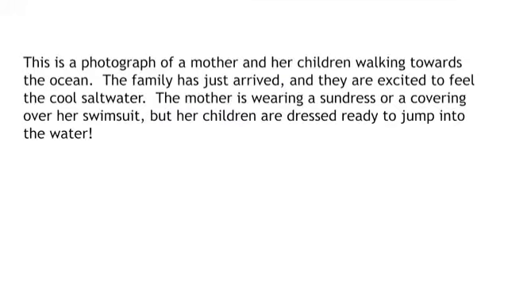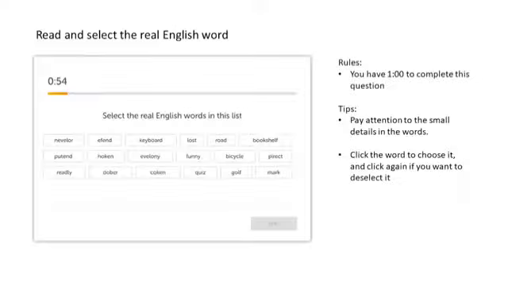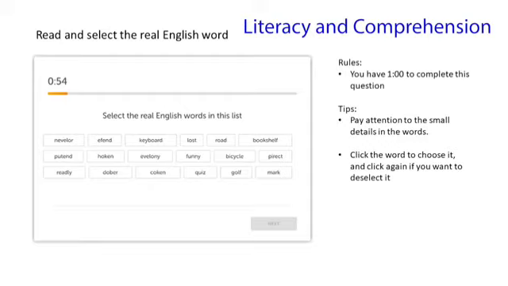This is a photograph of a mother and her children walking towards the ocean. The family has just arrived, and they're excited to feel the cool salt water. The mother is wearing a sundress or a covering over her swimsuit, but her children are dressed ready to jump into the water. The Read and Select the Real English Word question type is testing you for literacy and comprehension.